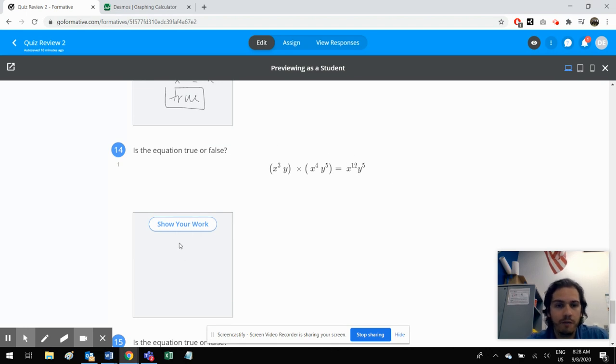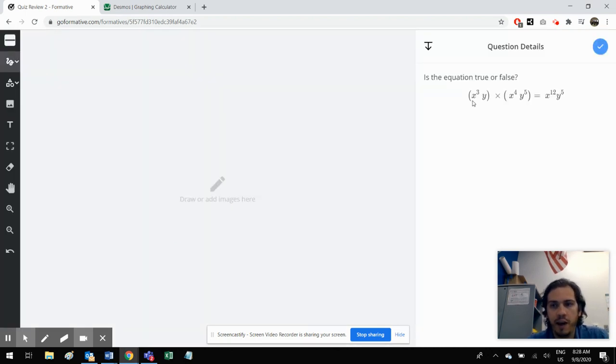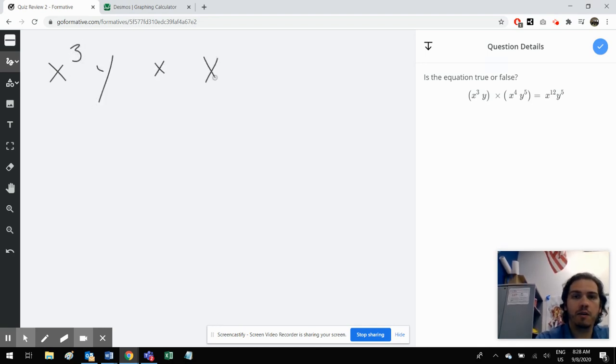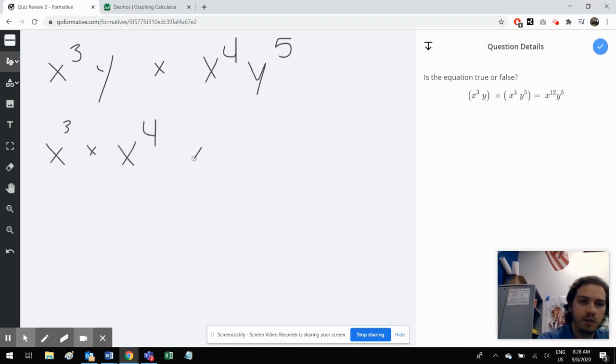What about this one where we have more variables? We have x to the power 3 times y times x to the power 4 times y to the power 5. So let's just write that out here. We have x to the power 3 y times x to the power 4 y to the power 5. Well, we could kind of sort these, right? We could do x to the power 3 times x to the power 4 times y times y to the power 5. And now look, all the x's are together, so I could combine those, right? They have the same base. So 3 plus 4.